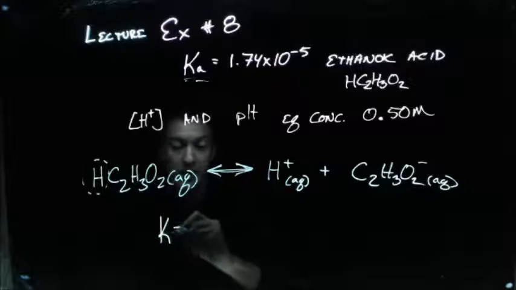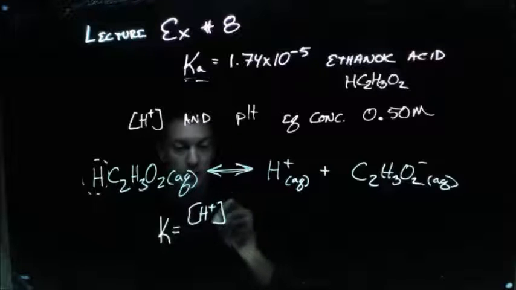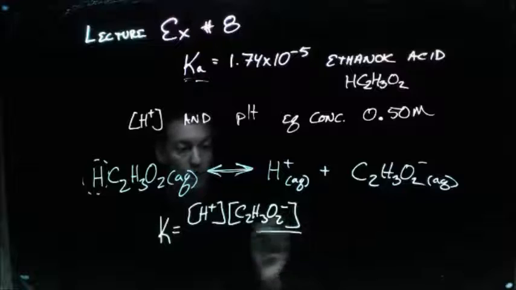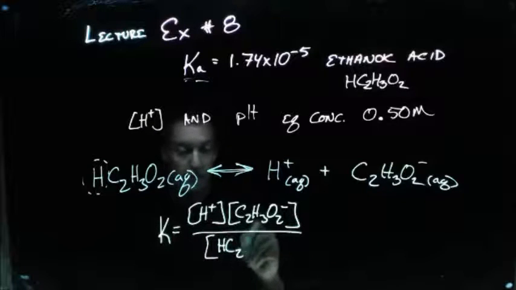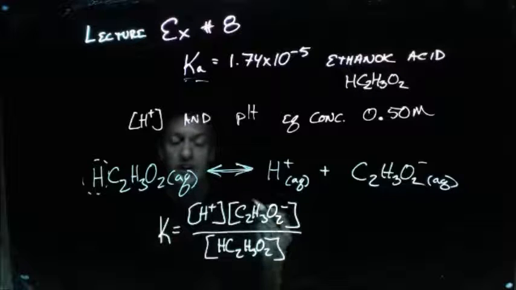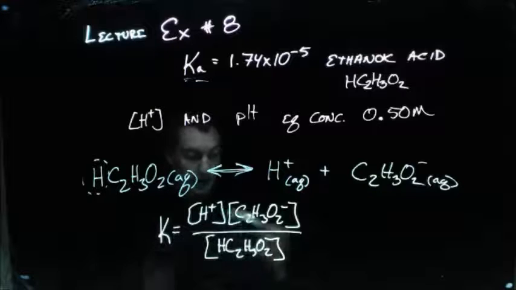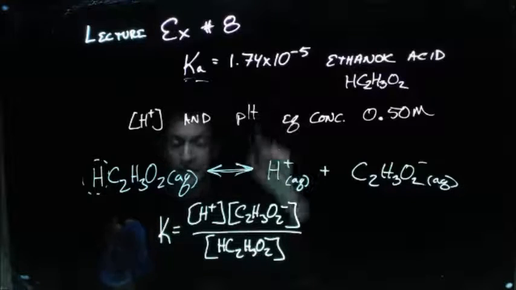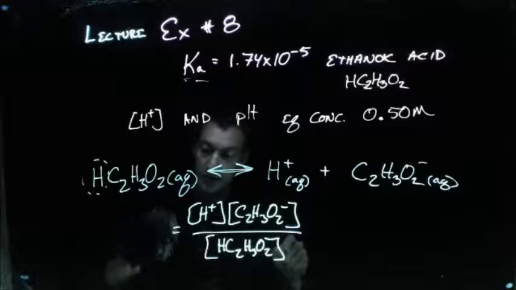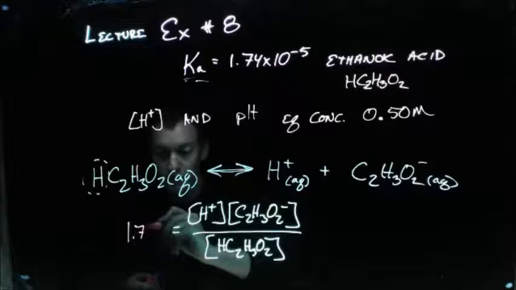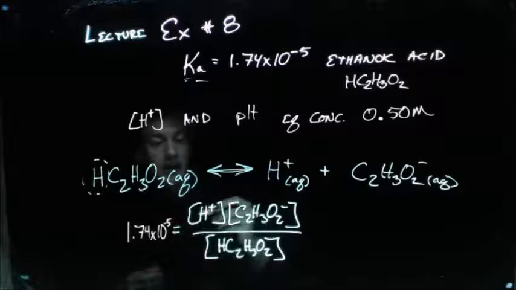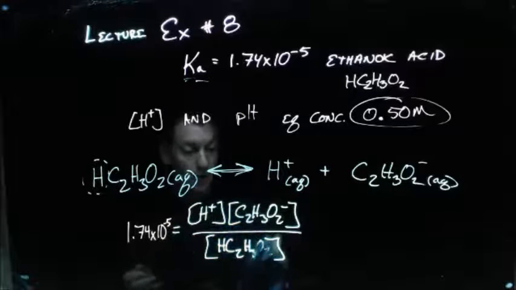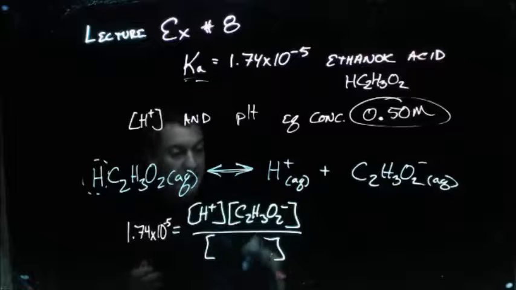And so K is going to equal the concentration of the products, which there's my H plus, which is what I need to solve for, times that ethanoate ion over the concentration of C2H3O2 that dissolved but did not dissociate. Now I want to find H plus. They gave me the K value. So the K value, the equilibrium constant for this, is 1.74 times 10 to the minus 5th. And they gave me the equilibrium concentration of the ethanoic acid. The concentration of the ethanoic acid is 0.50 molar, and that's the acid that did not dissociate.